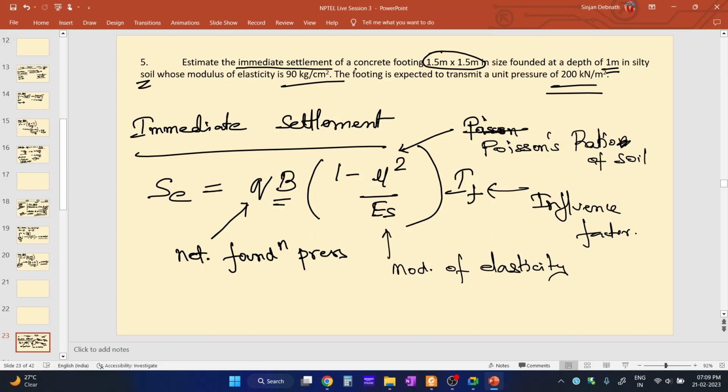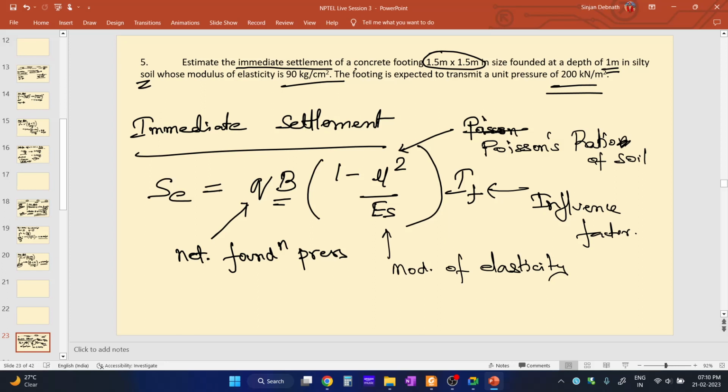As you know, a shallow footing can be both flexible and rigid. In case of flexible footing, the settlement is not similar at all the points of the footing. It is different, but the rigid footing is expected to settle uniformly. That means the settlement value will be the same at all the points.